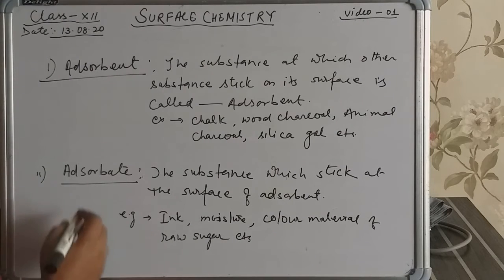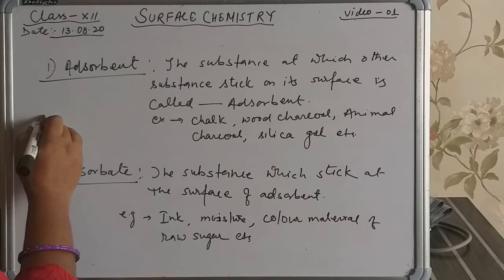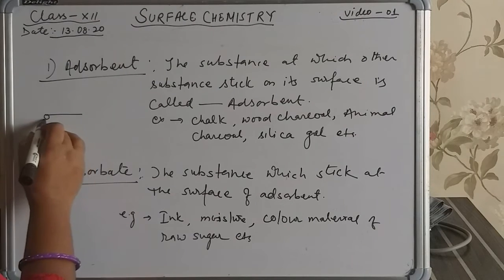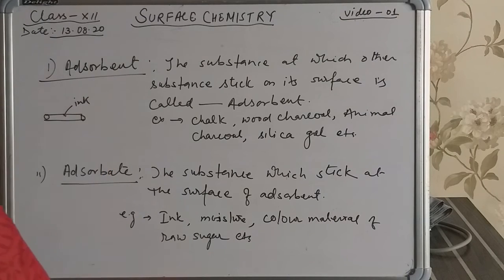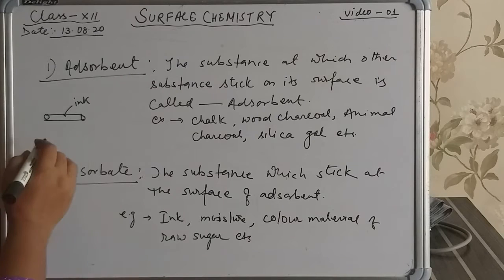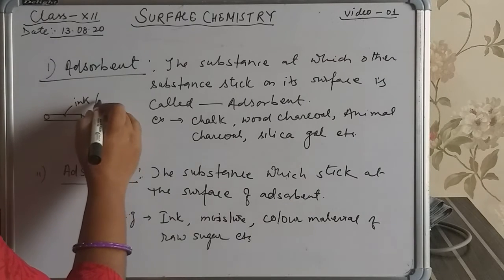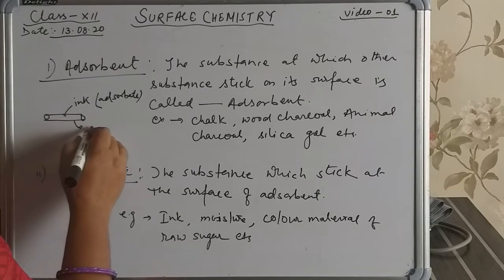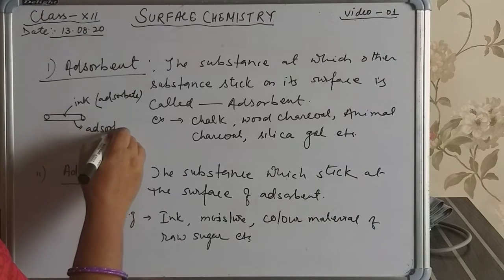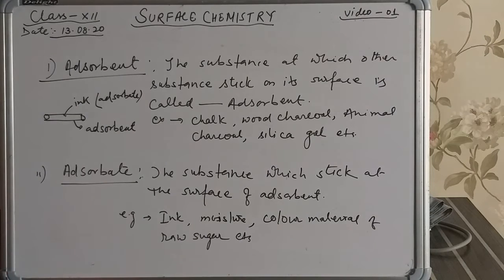For example, suppose we have chalk and ink present at the surface of this particular chalk. So ink is called adsorbate, and chalk is called adsorbent. So students, don't confuse. Always remember what is adsorbate and what is adsorbent. So let's discuss the next term, that is called sorption.